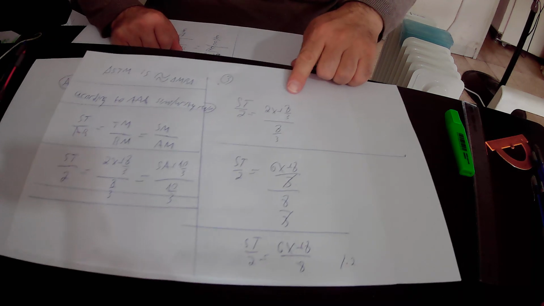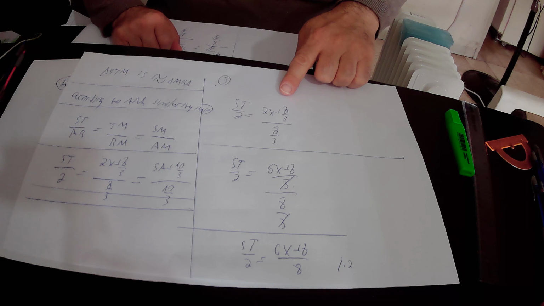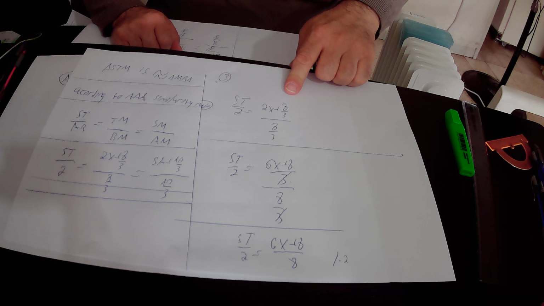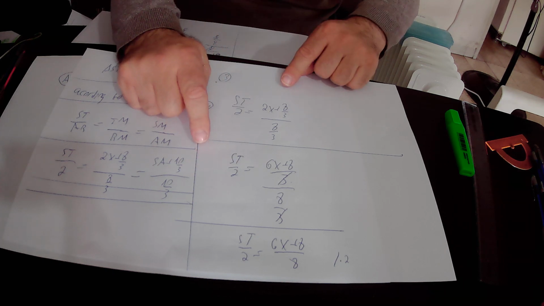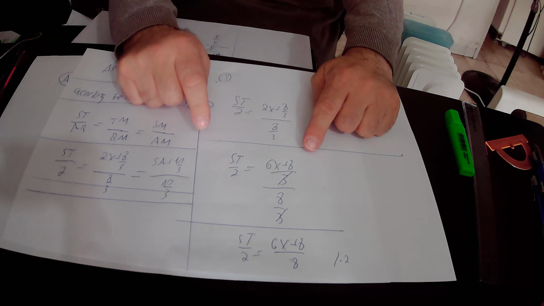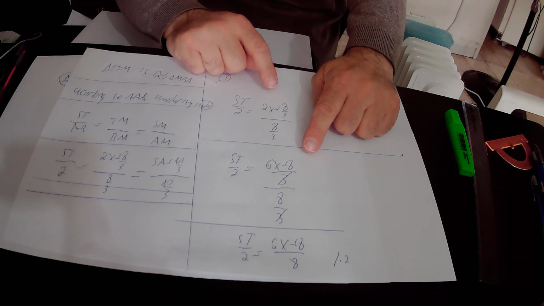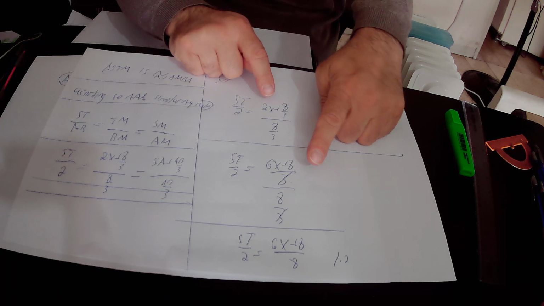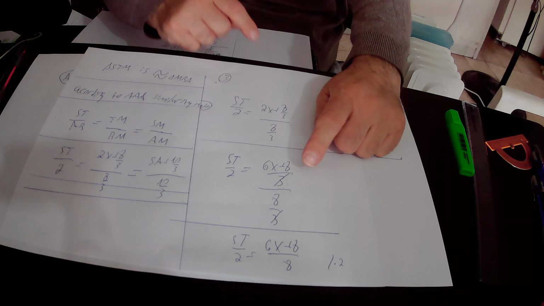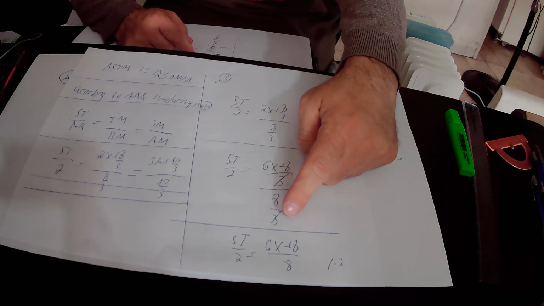Here we multiply 2x by 3 and then we divide it by 3 in order to have a common factor with 8 over 3. And found out that ST over 2 equals 2x times 3, which is 6x. So in the numerator in total we have 6x plus 8 over 3 divided by 8 over 3. Here we have 3 in the numerator and 3 in the denominator, so 3 will get cancelled.